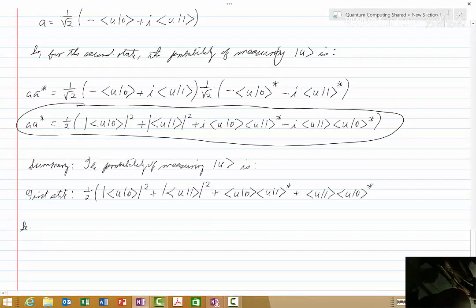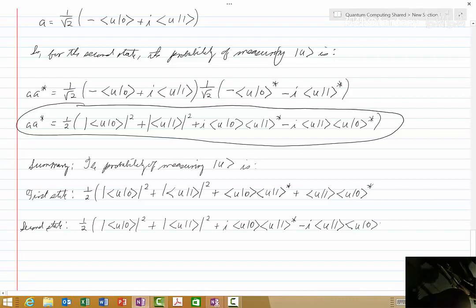And for the second state, that's right here above, and so we get 1/2 times the inner product of U with 0 magnitude squared plus inner product of U with 1 magnitude squared plus I times the inner product of U with 0 times the inner product of U with 1 complex conjugate minus I times the inner product of U with 1 times the inner product of U with 0 complex conjugate.